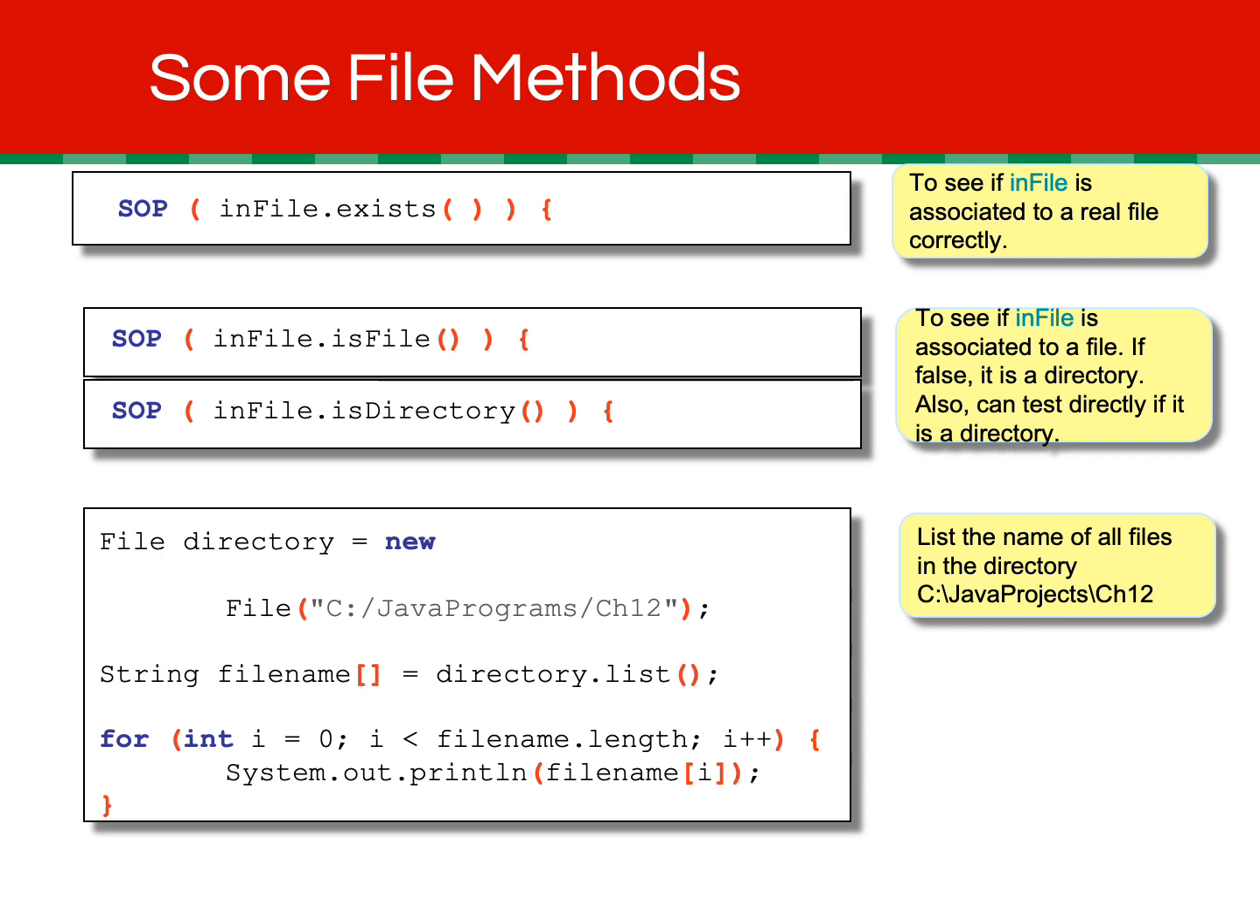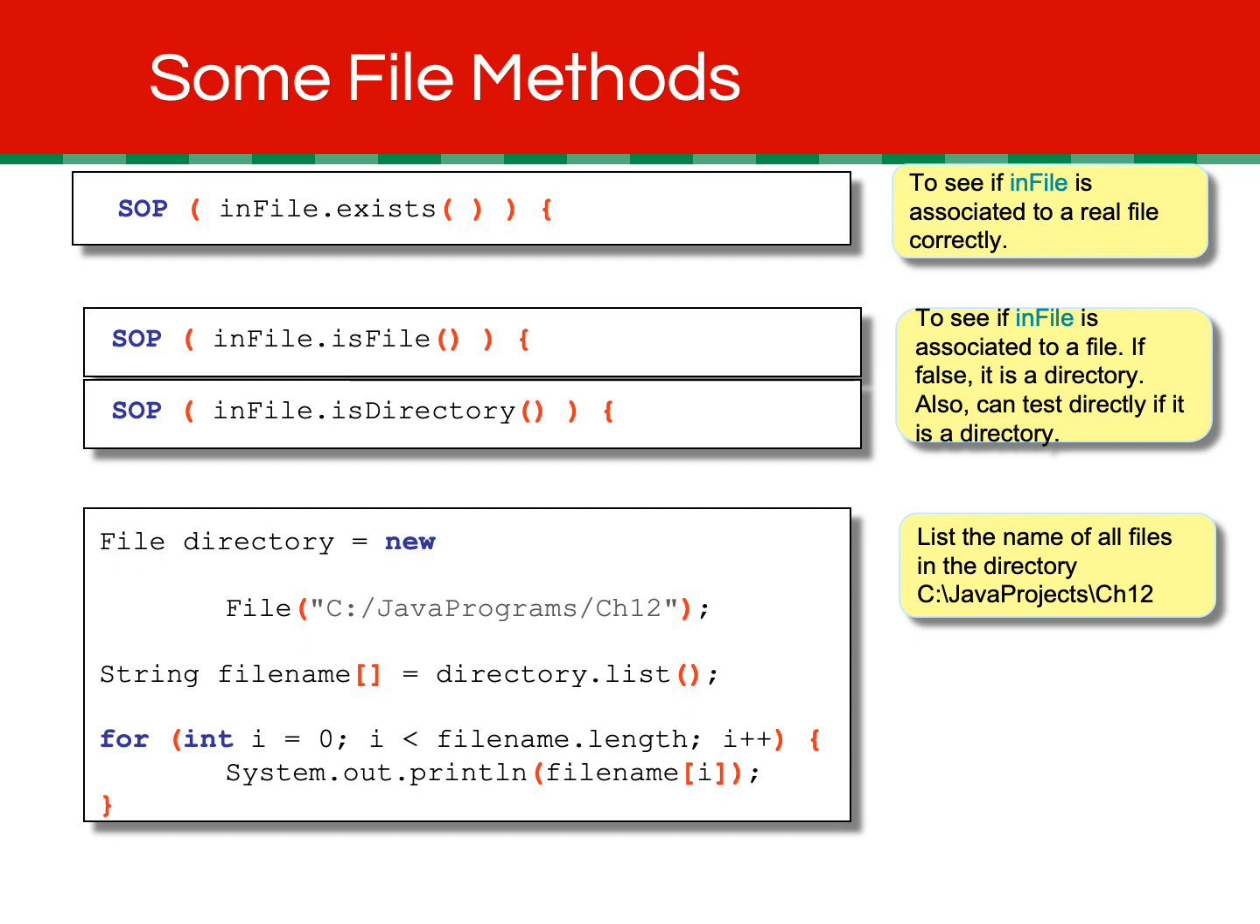Some of the examples, so here we have exists. It can be used to see if inFile is associated to a real file correctly. There are also isFile and isDirectory methods. So these methods are used to check if inFile is associated to a file. If it is false, it is a directory. You can test it directly if it is a directory by using isDirectory method.